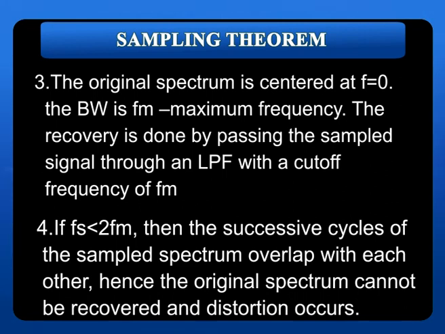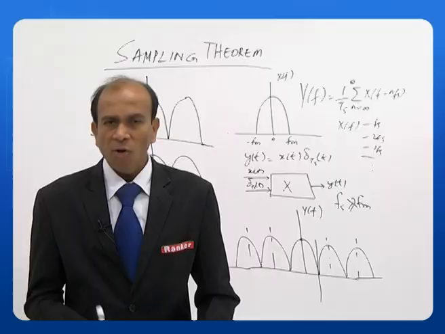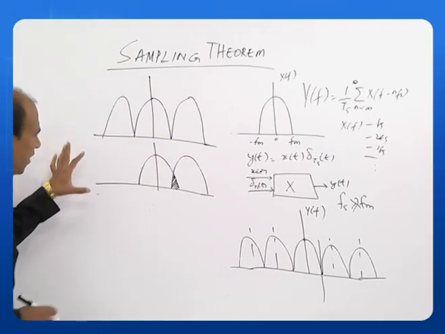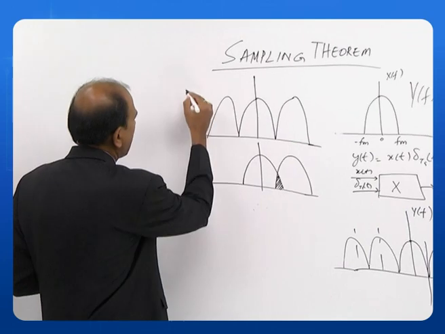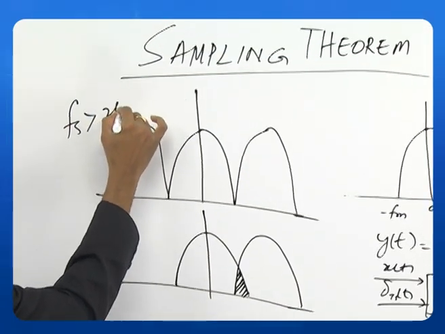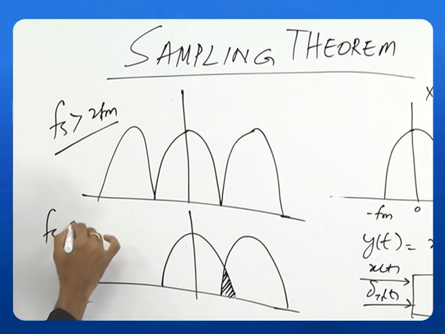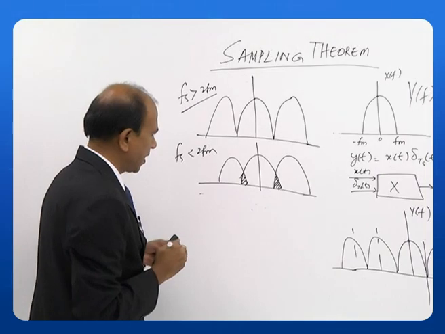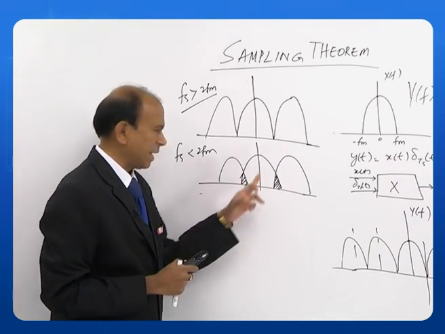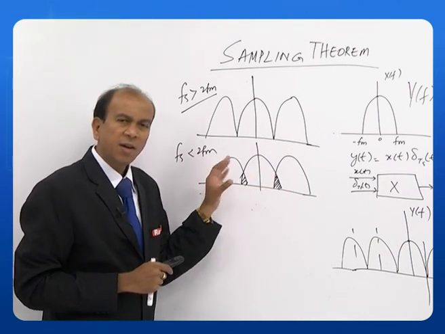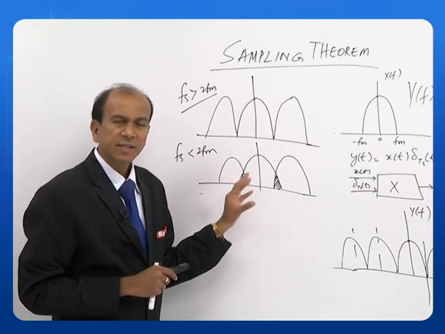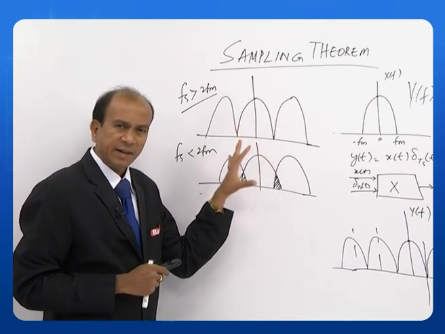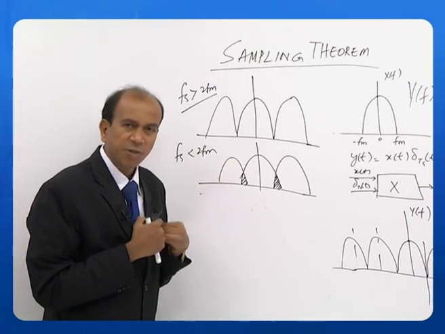Fourth point, if Fs, that is the sampling frequency, is less than 2Fm, then the successive cycles of the sampled spectrum overlap with each other. Hence, the original spectrum cannot be recovered and distortion occurs. Now, what did I say here? If this is Fs greater than 2Fm and this is Fs less than 2Fm, that means there is an overlap here. Now, when I have an overlap like this, the recovery of the original signal is not possible correctly. That means, there will be a distortion in the original signal.